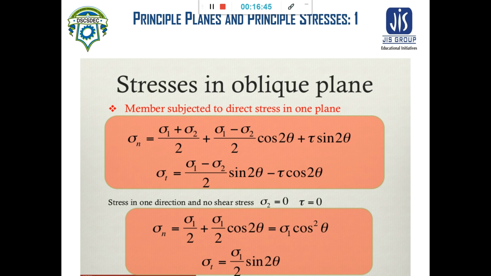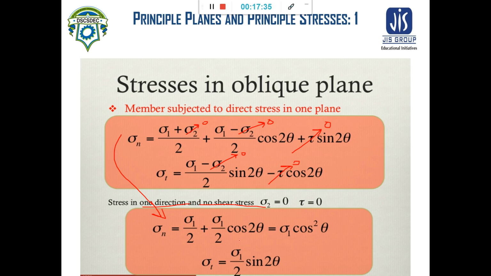Now in one direction, this is saying that there is stress in one direction and no shear stress. That means the sigma 2 value will be 0, and as there is no shear stress, the tau value is also 0. So from the first equation, the equation of sigma n, what can we get? We can get sigma 1 by 2 plus sigma 1 by 2 cos 2 theta. If we take sigma 1 by 2 common, then what can we get?